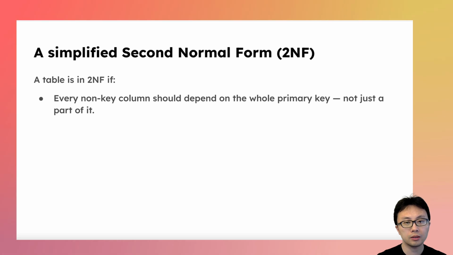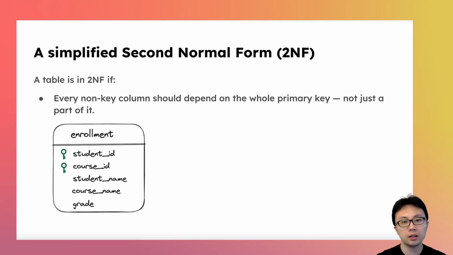Let's focus on this criteria and explore what a violation of this criteria may look like and how to fix it. For example, think about an enrollment table representing which course a student enrolls in a database supporting a course management system. The enrollment table uses a composite key as its primary key, and it is composed of two columns, student ID and course ID.